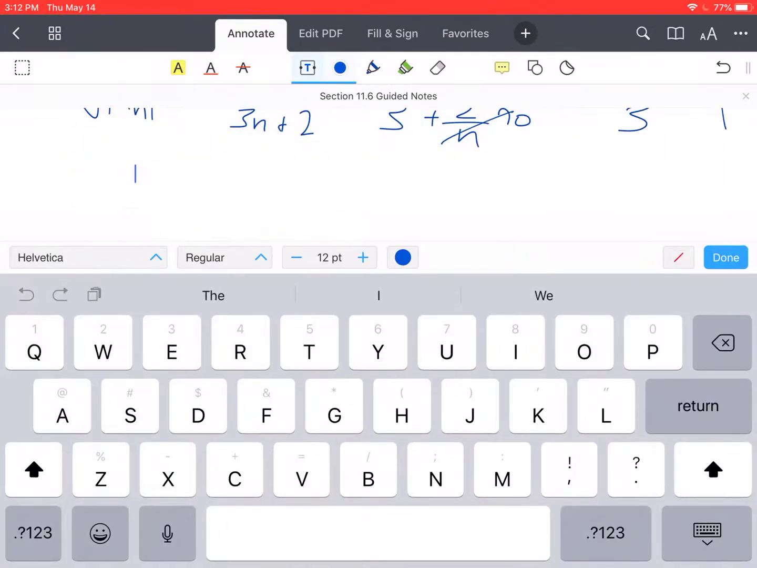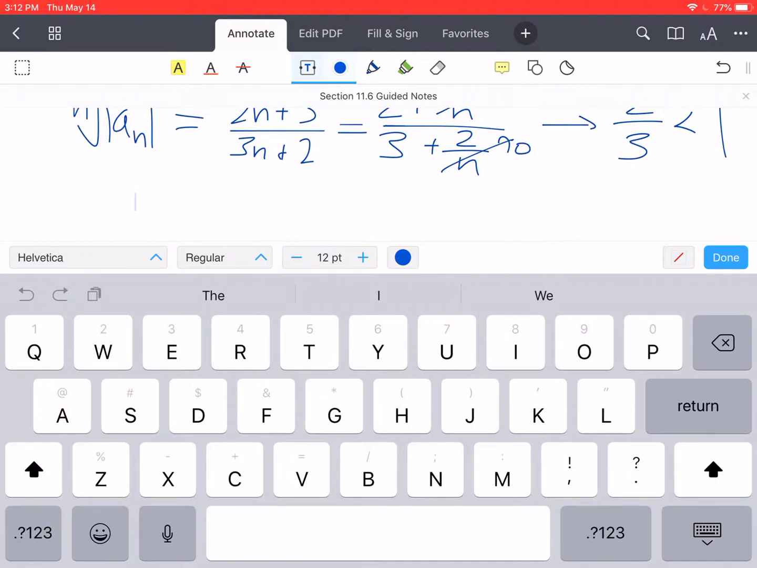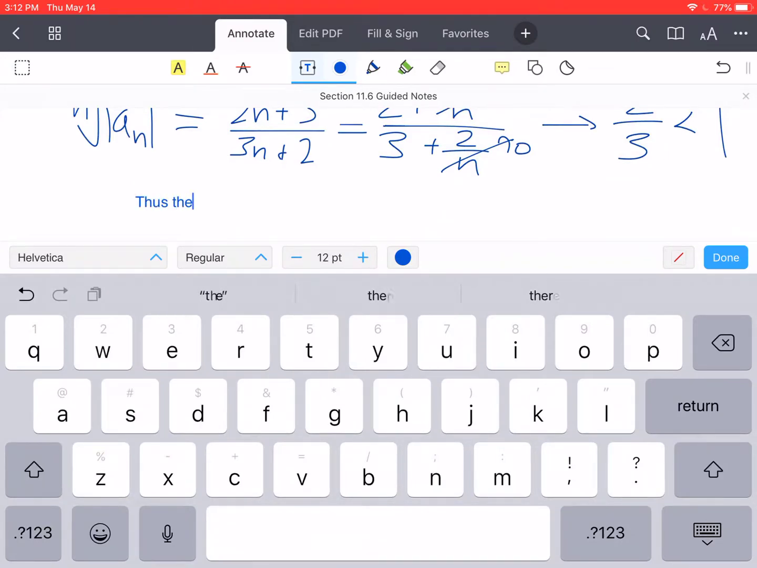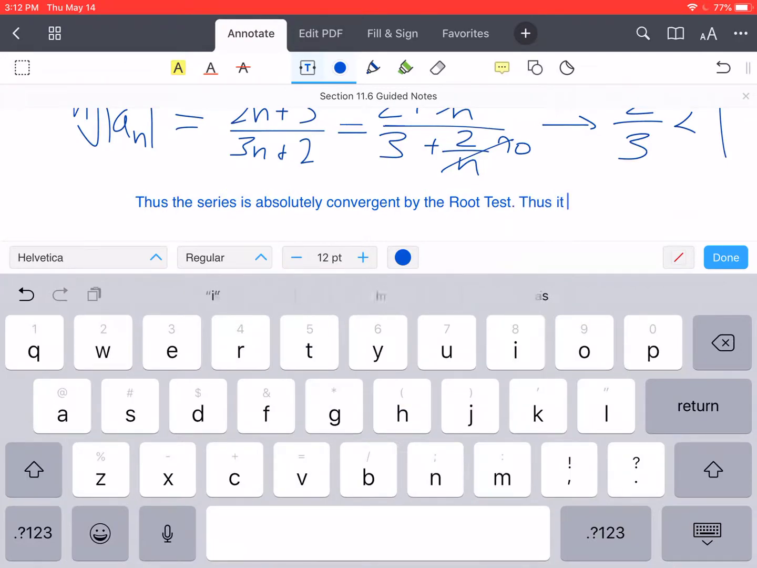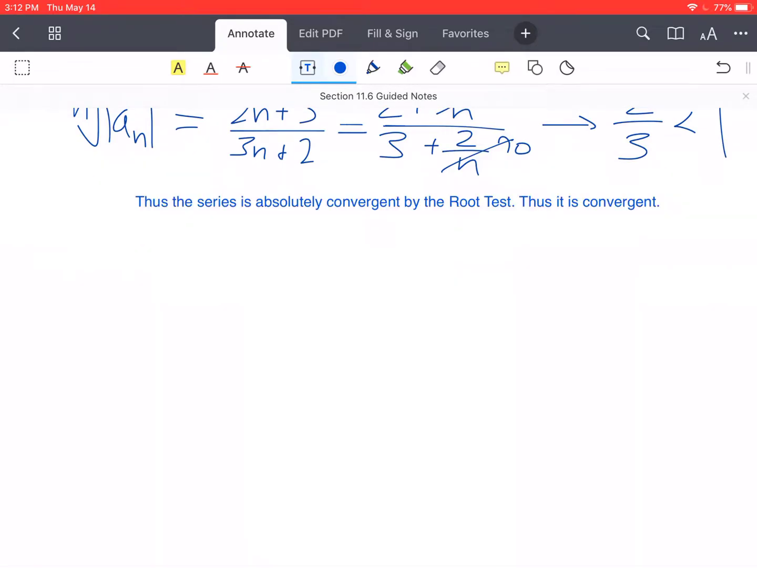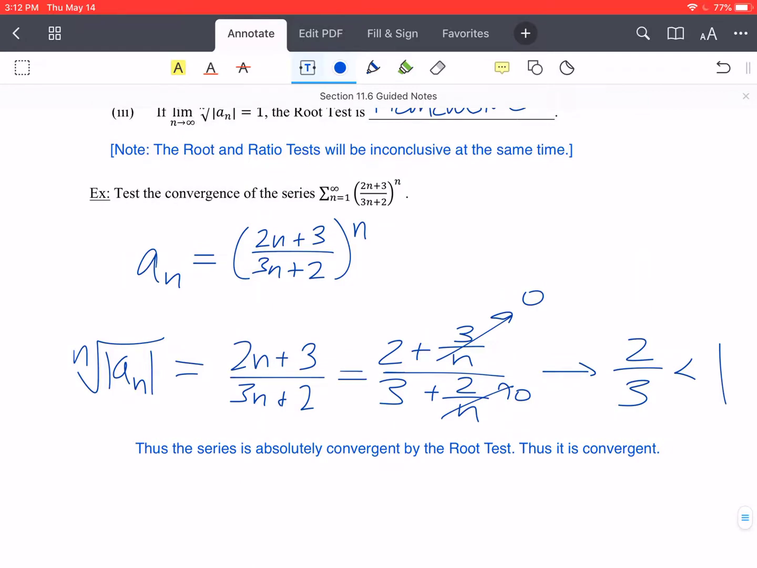So since it goes to a value that is less than 1, we can say thus, the series is absolutely convergent by the root test. Thus, since it's absolutely convergent, it is convergent. And there we have it.